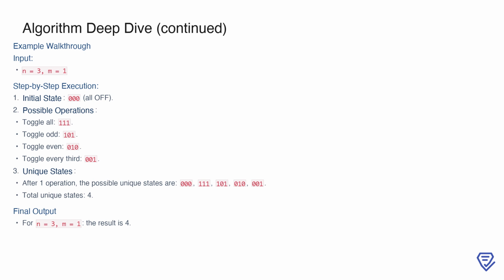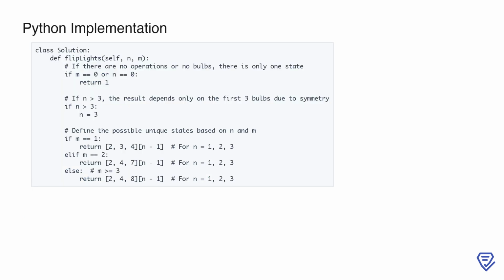With m equals 1, we can perform only one operation, so the unique states achievable are 000, 111, 101, 010, and 001. This gives us a total of 4 distinct states. Therefore, the output for this input is 4, which represents the number of unique configurations possible with the given constraints. This solution is designed for LeetCode problem number 672, Bulb Switcher 2, and calculates the number of unique configurations for n bulbs after at most m operations.